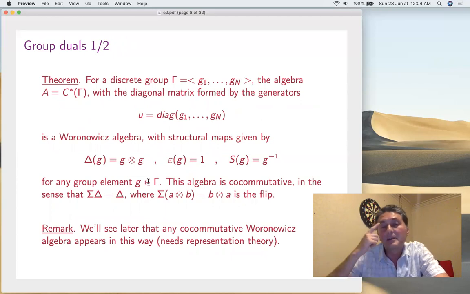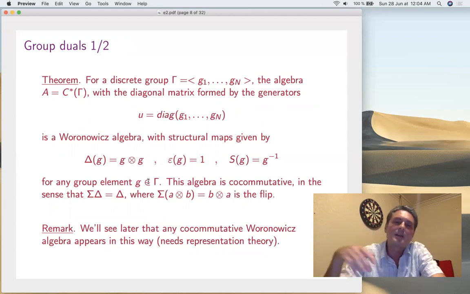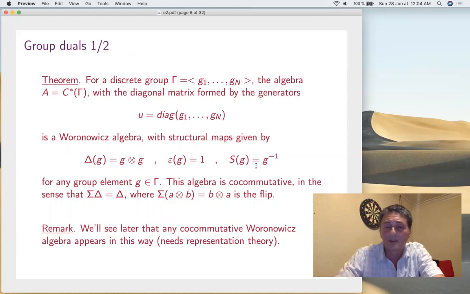So I take a discrete group with n generators, finitely generated. Then the group algebra with the diagonal matrix formed by the generators satisfies the axioms, and the maps once again are something very simple. So g goes to g tensor g. This is your epsilon, this is your inverse. Now, in analogy with the commutative case, I have to characterize these things. We'll prove this in a second.